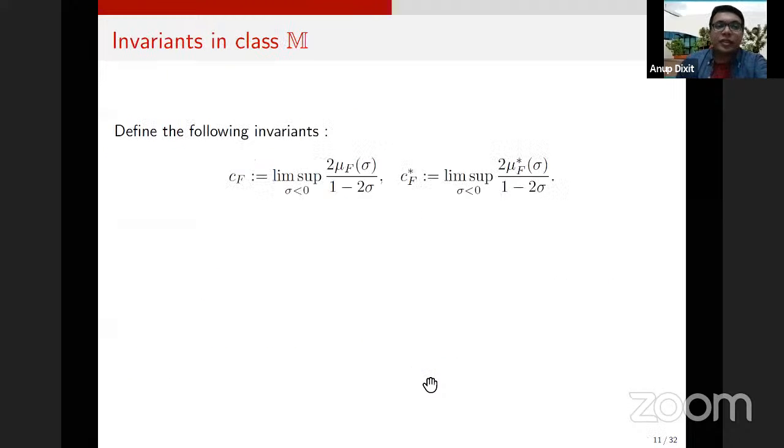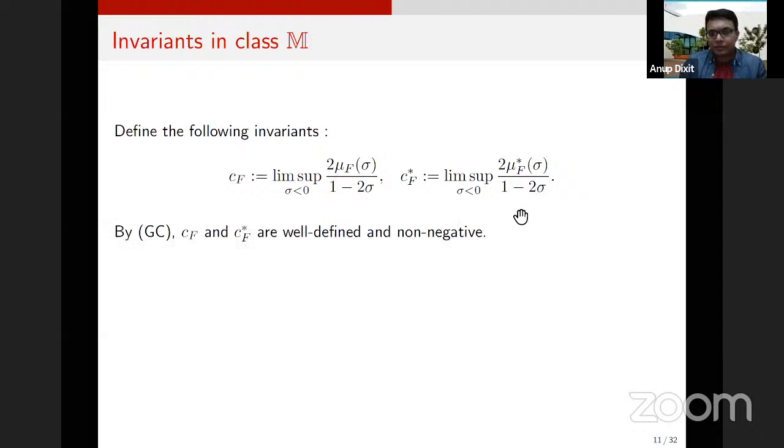Okay, so now we define these two invariants, C f and C f star. So these are invariants which would mimic the notion of degree. It is defined as the lim sup, as sigma goes below 0, of these quantities: twice mu f of sigma over 1 minus 2 sigma, and twice mu f star of sigma over 1 minus 2 sigma. Now, because of the growth condition, both these things are well defined.